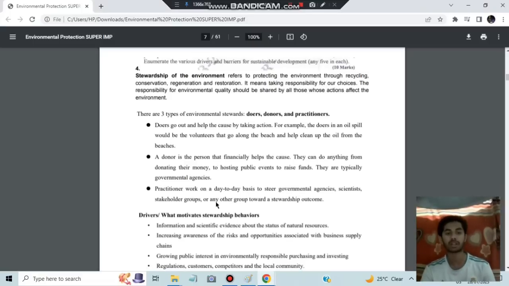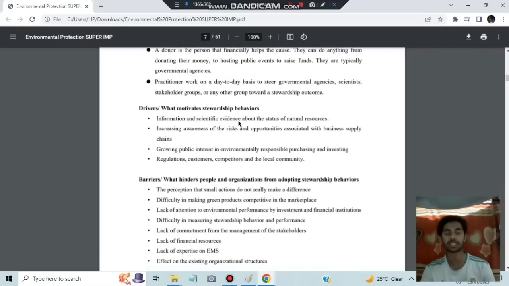So what are the drivers, meaning what motivates? Information and scientific evidence of the status of natural resources. The status is becoming very low, and that has to be changed. So that is a motivating factor. Also increasing awareness, growing public interest, regulation, and customers, competitors and the local community.